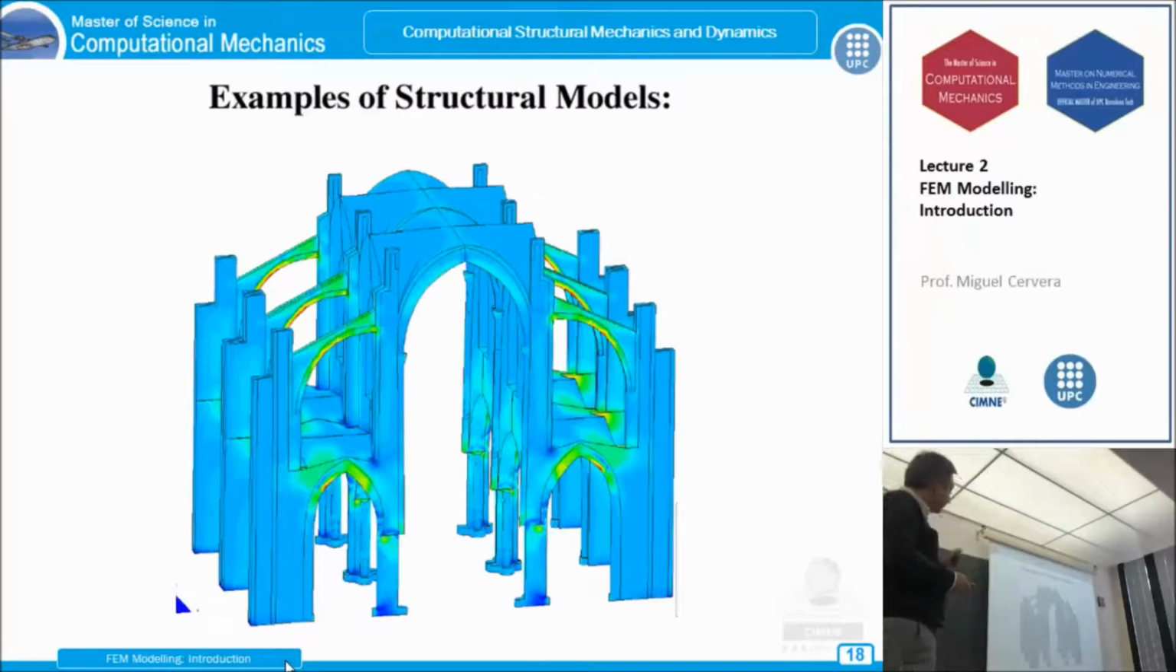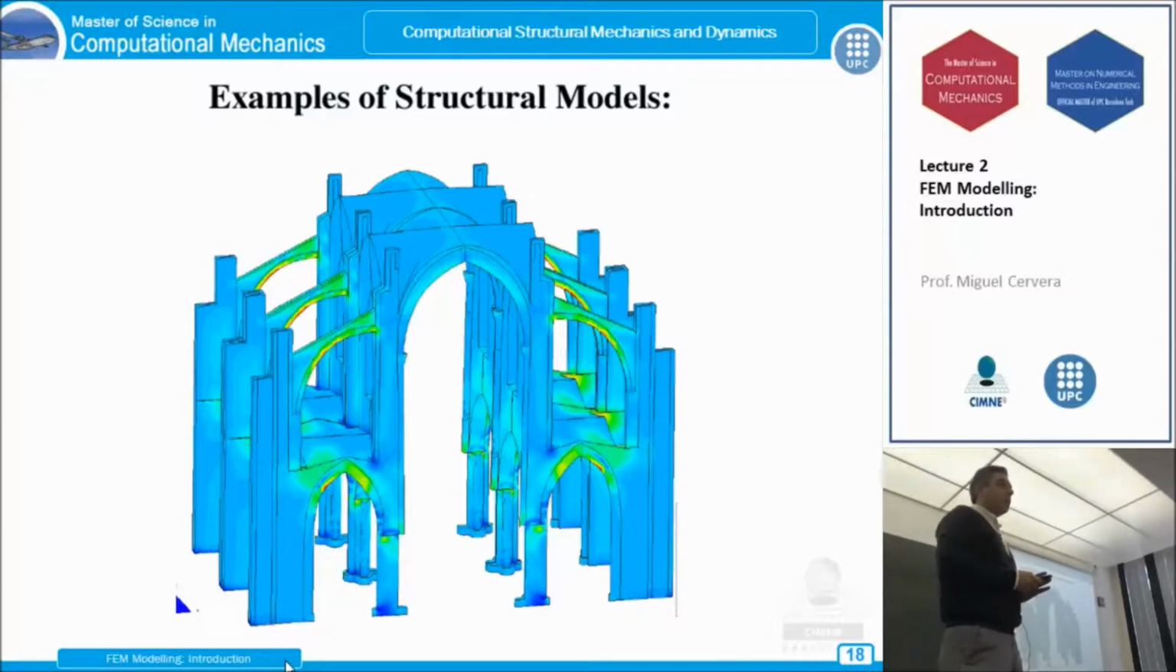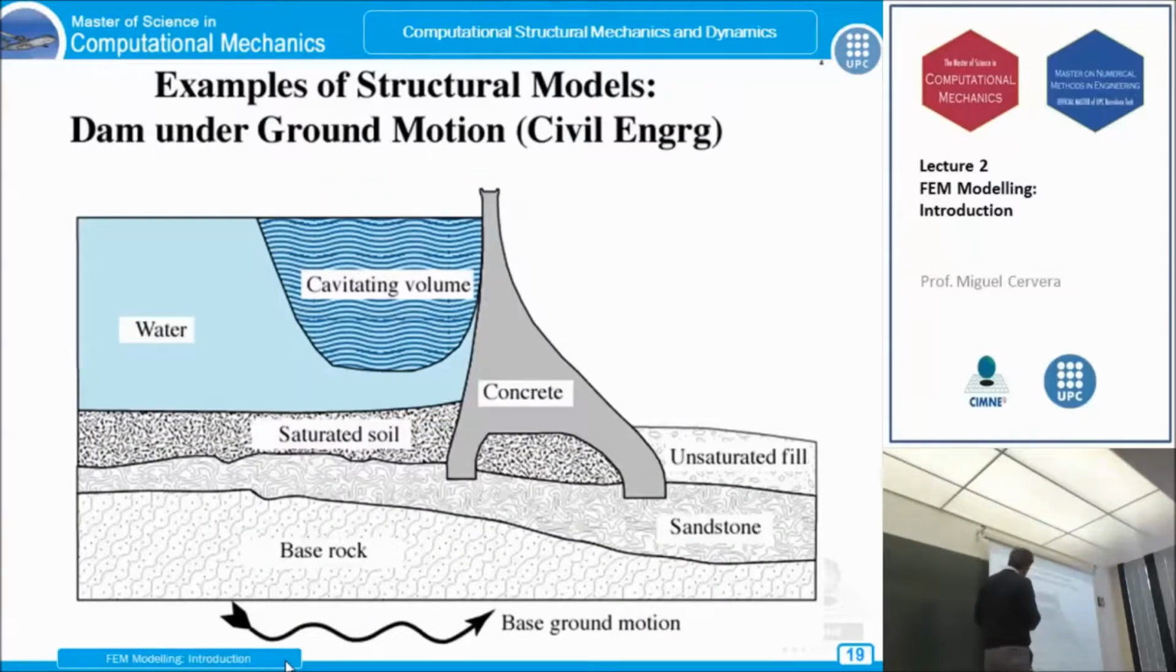Now, on the other hand, some of our structural models are not exactly conventional, okay? This is a Gothic cathedral. It's Tarazona Gothic Cathedral. And sometimes you are called to study, to have a look at the structural behavior of a building which is not conventional. I mean, it has not been built with the current standards. Some other times, you have structural models which are very complex in many senses.